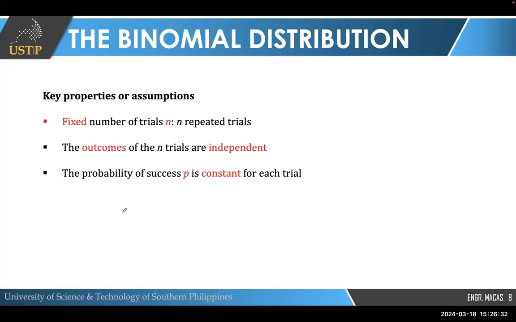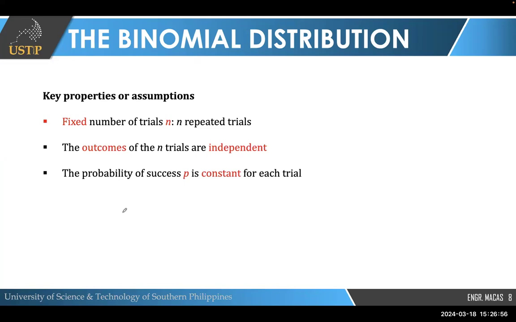And then the next assumption is that the outcomes of the n trials are independent, meaning the outcome of your next trial will not be affected by the outcome of your first trial. Okay, that is what independent means. The outcome of one event will not be affected by the other event.